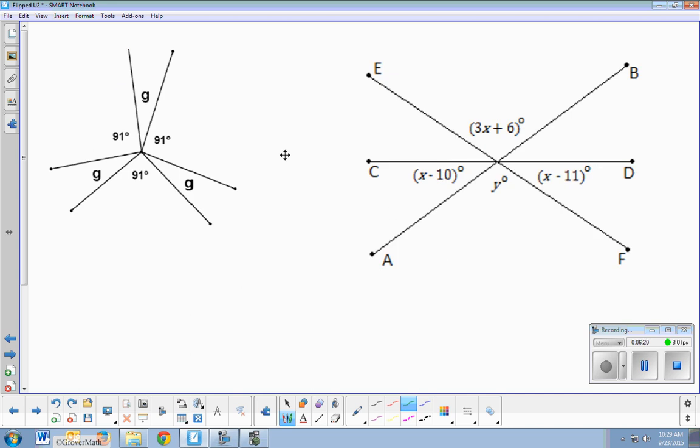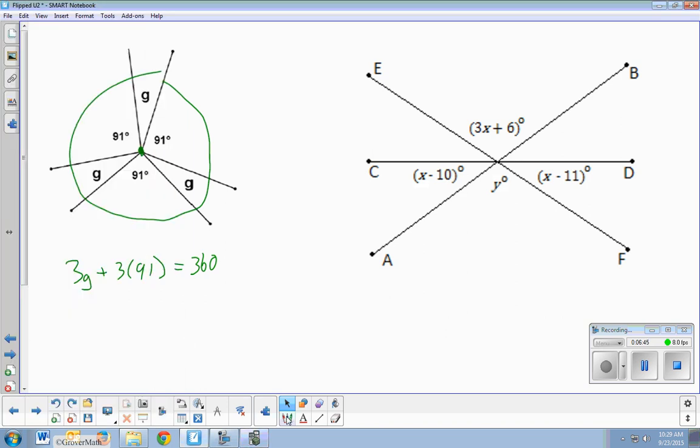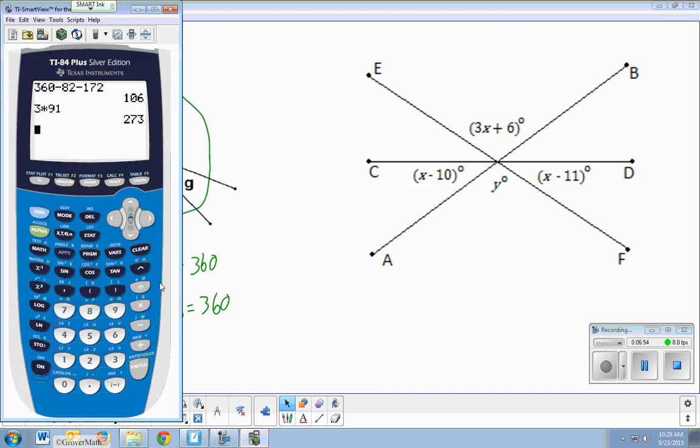A couple of tougher ones. All right, here I've got multiple angles at a point. That means that all of this stuff is going to be 360. So let's see, I have 3 G's and 3 91s that are going to add to be 360. All right, so what's 3 times 91? 3 91s, or 91 plus 91 plus 91, is 273. So 3G plus 273 equals 360. And if I minus that 273, so 360 minus 273, that's equal to 3G.